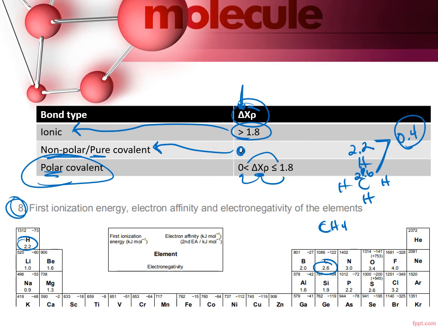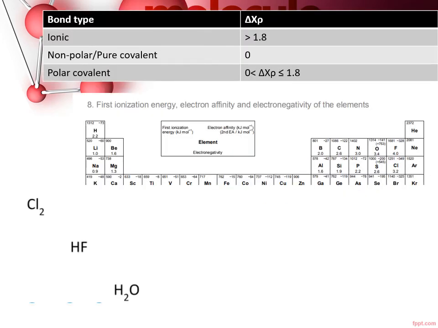If I were looking instead at nitrogen gas, now I'm looking at the bond between two nitrogens. Nitrogen is 3.0. Nitrogen is also 3.0. The difference is 0. That's going to be a nonpolar or a purely covalent bond. Let's practice a little bit. Cl2. Cl is 3.2. Cl is also 3.2. The difference is going to be 0, and so this is going to be a pure or nonpolar covalent bond.